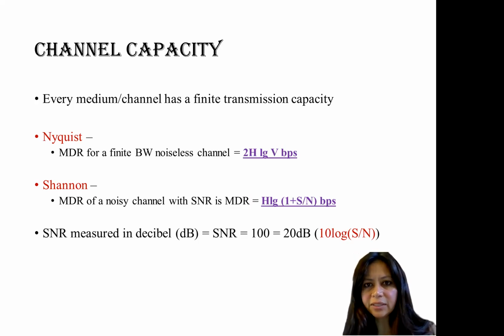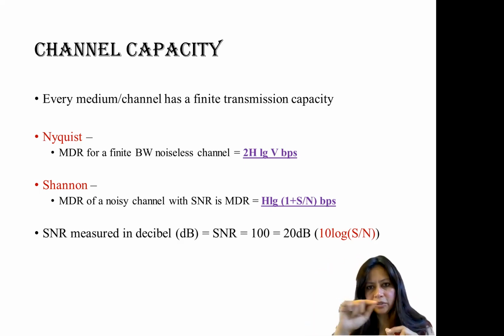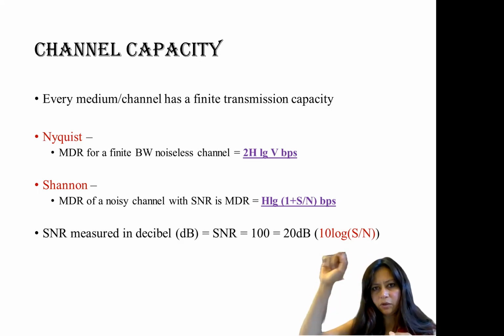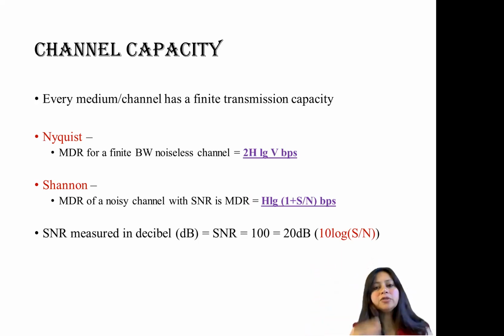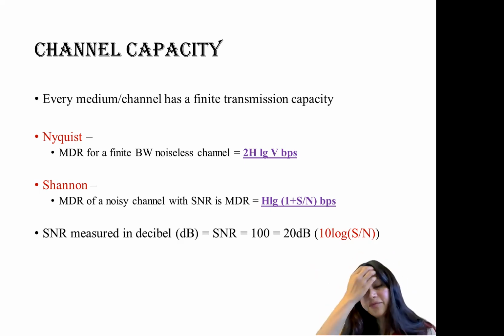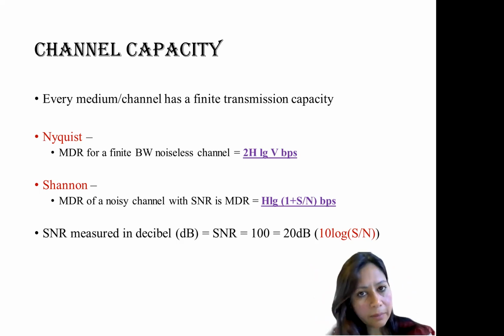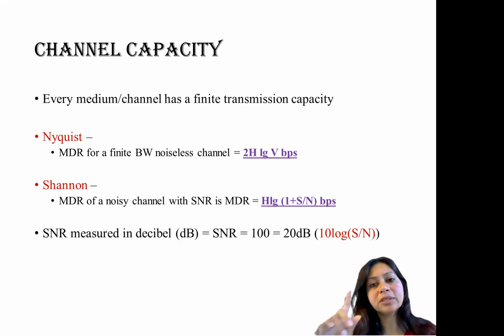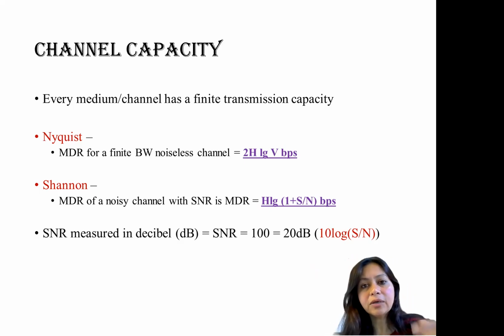If it's a binary signal, you have a 0 and a 1. Your signal looks like a 0 flat, and a 1 spikes up at a certain level. So if you have a 2-level signal, like a binary signal, the value of V is 2. The frequency is normally given to you, and if it's in megahertz or kilohertz, convert it into hertz. So H is hertz. The formula is 2 times hertz times log to the base 2 of the number of signal levels, in bits per second.